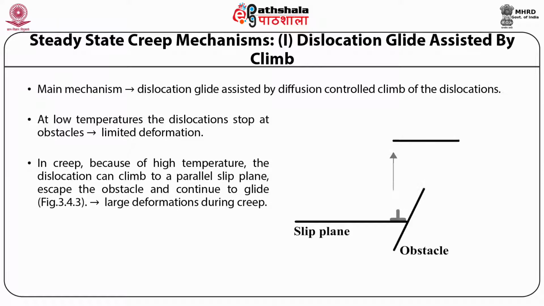So this figure shows the escape of the gliding dislocation by climb. That is, the dislocation comes to an obstacle and the glide is stopped. The second case shows the dislocation climbs up and escapes the obstacle. So it can now glide on another slip plane.